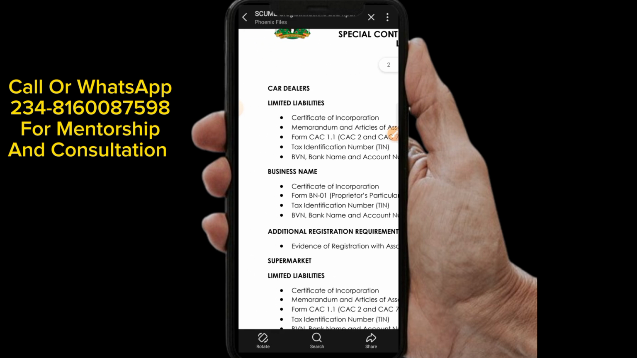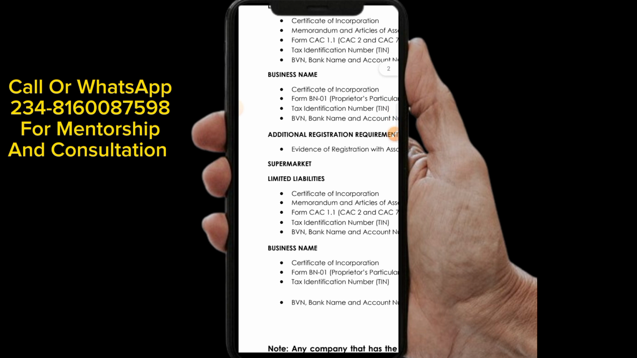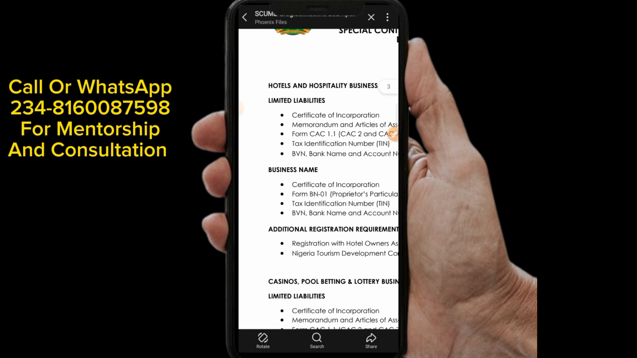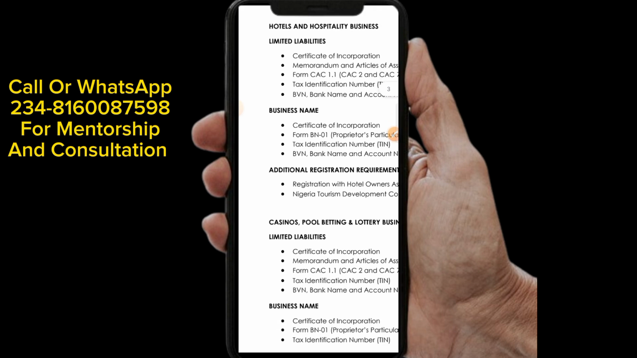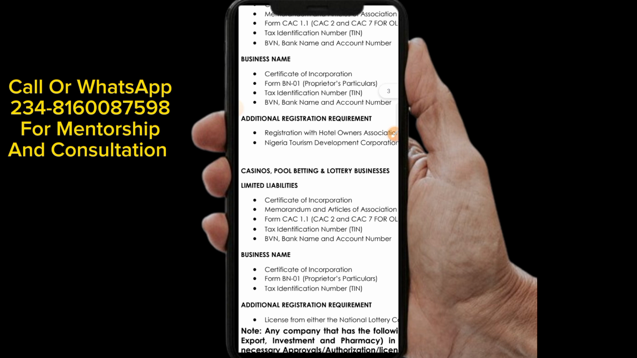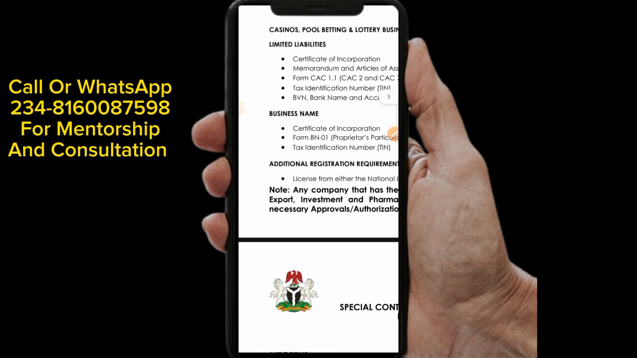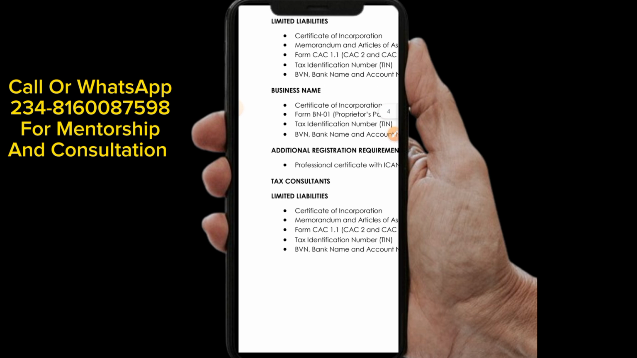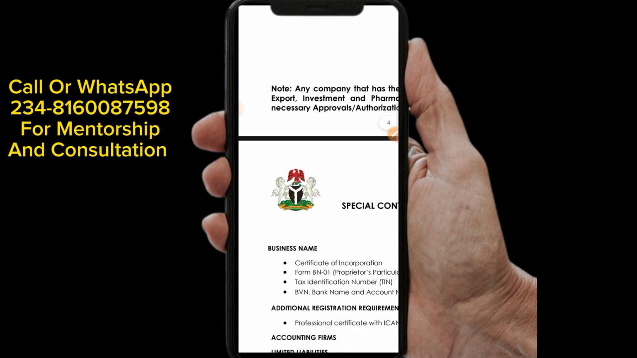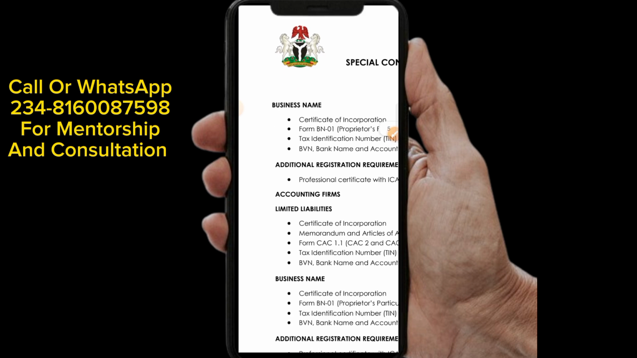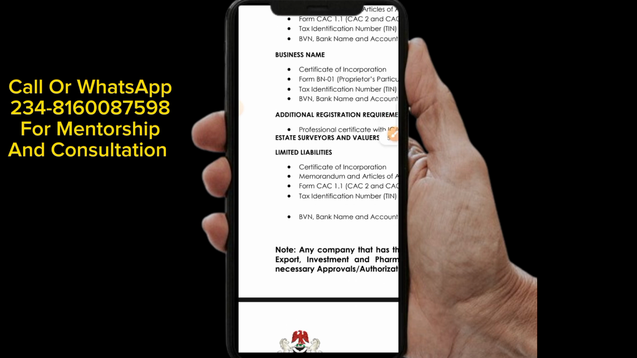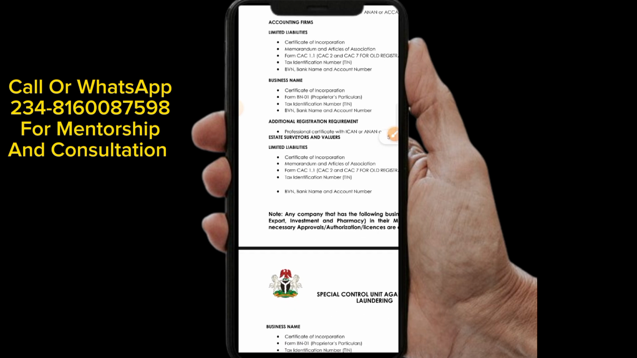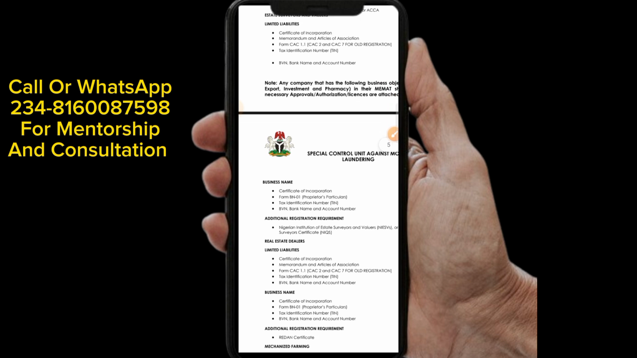So for the car dealers, I think the same thing is applicable for them. Then the supermarket, then another one here is what falls under hotel and hospitality. Then if you fall under the casino, pool betting, lottery businesses. Then another one here is audit firm. If you are into audit firm, then tax consultancy. Then another one here is accounting firm. Then we have estate surveyors and valuers, right? So these are things you need to know, right?